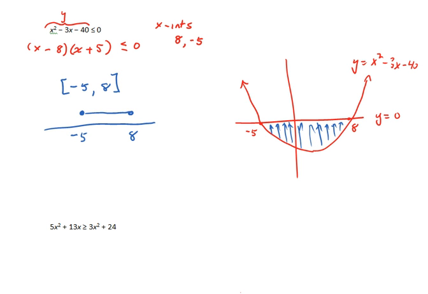One last example. 5x squared plus 13x greater than or equal to 3x squared plus 24. In order to find the x values that satisfy this, we could in fact look at two separate quadratic functions from the left and right sides. But it is much easier if we set one side equal to 0 by subtracting 3x squared plus 24 from both sides.